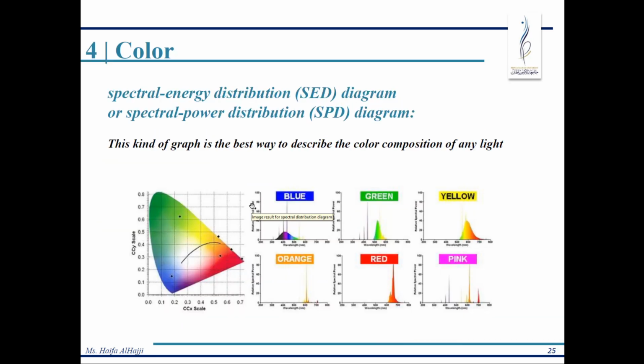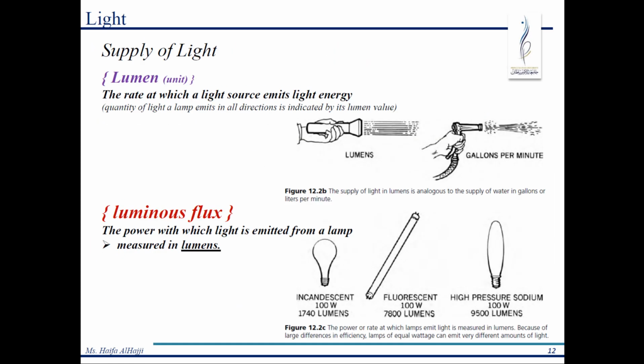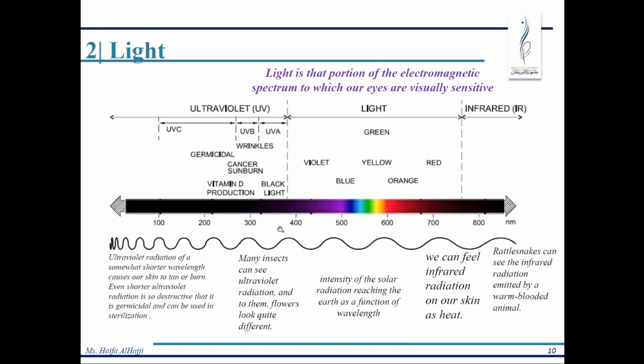Now let's talk about color. As we've previously described it, it is the spectral selection of reflection. So let's have a look earlier at the electromagnetic spectrum here. As we can see, this is the electromagnetic spectrum.